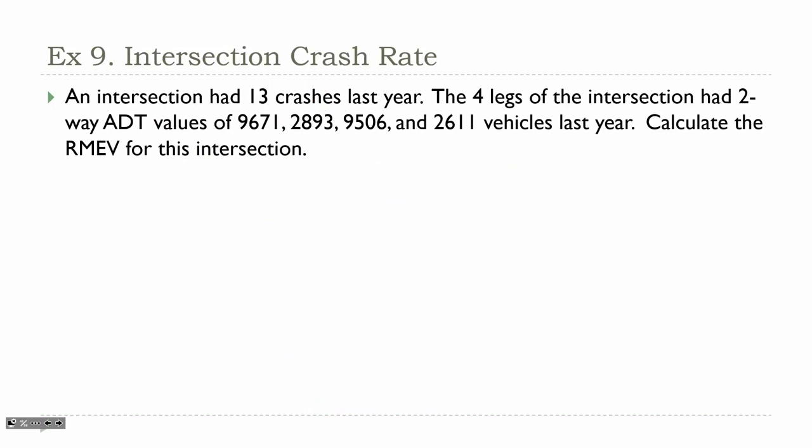So an intersection had 13 crashes last year. Since it's an intersection, we know it's an RMEV. So we had 13 crashes last year. The 4 legs of the intersection had 2-way ADT values of 9671. I'm not going to write them all out, but these are 2-way values, which is important because those are ADTs, that's both entering and exiting volumes on each approach, since an ADT is going both directions. So we want to divide each of those by 2 because we only want the volume entering the intersection.